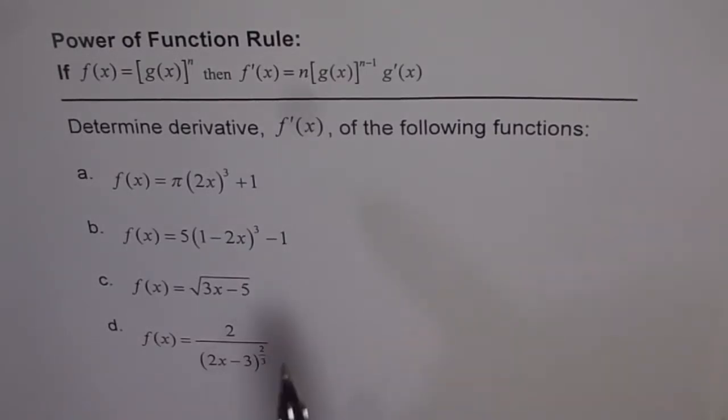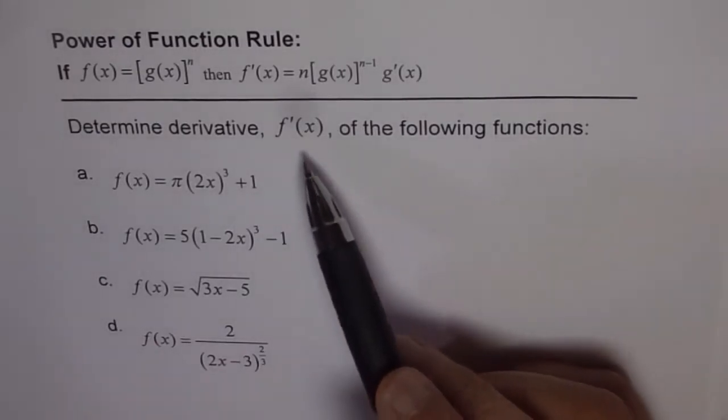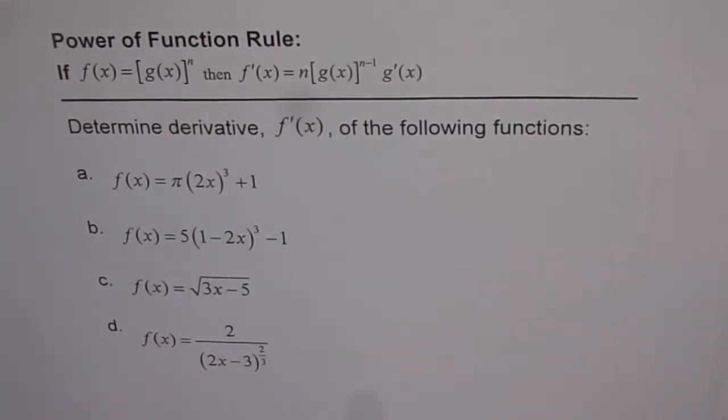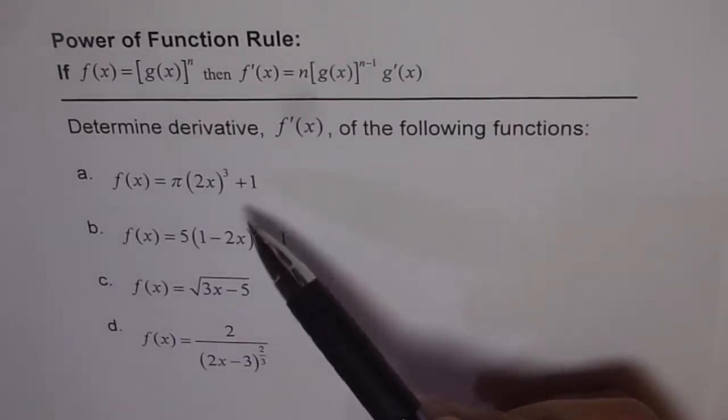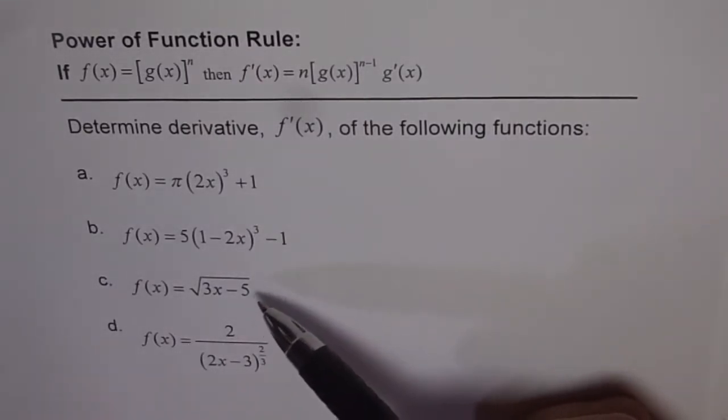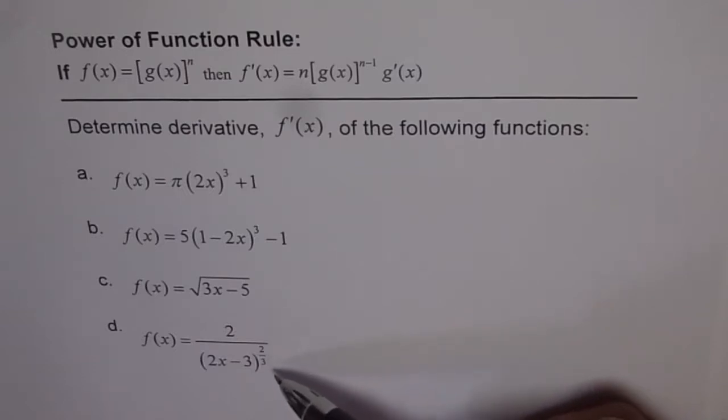We'll explore it more with the help of these 4 examples. It says determine the derivative f dash x of the following functions. Now these are different kinds of functions. We have a polynomial, a quadratic, a square root function, and a reciprocal combined with a radical function, right? Once we do that, it will give us a good range of practice.